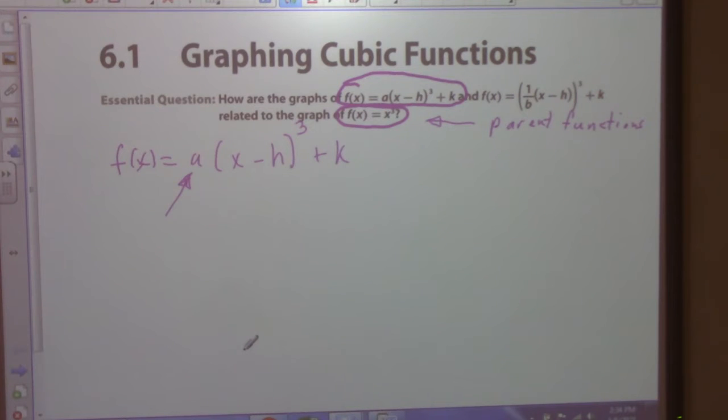Okay, Ben said slope, kind of, but I'm going to go ahead and reword it. Basically, it'll affect, if I could spell effects, would be really good. Affects the width and narrowness of the graph.